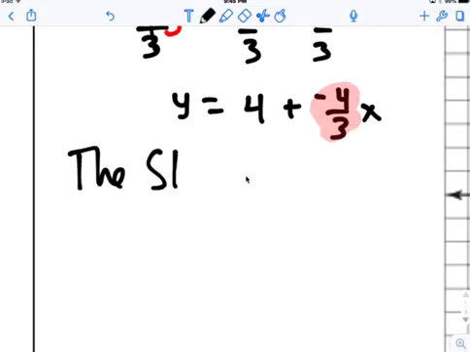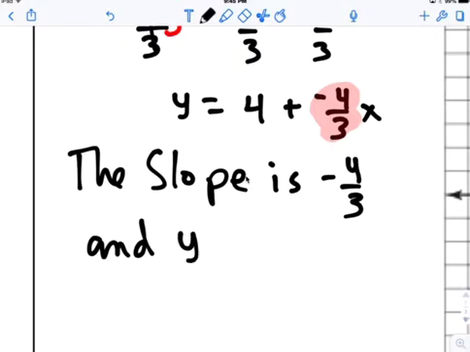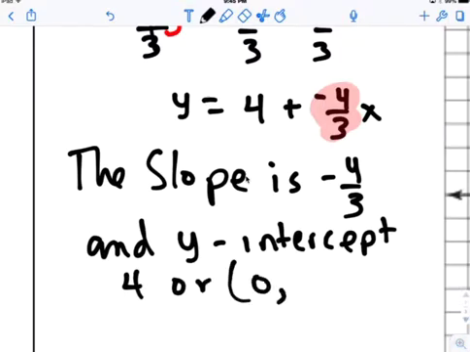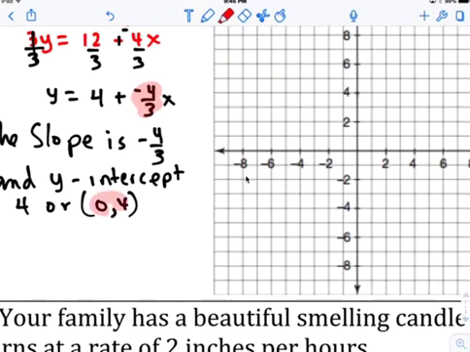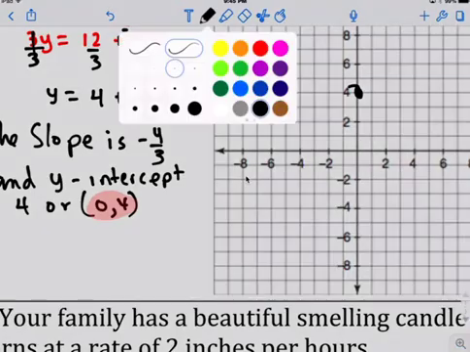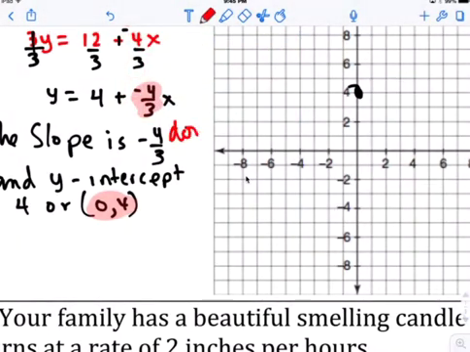The slope is negative 4 over 3, and the y-intercept is 4, or another way to write it is (0, 4). Okay, same thing. You always start at your y-intercept, (0, 4), right there. And then your rate of change is to go down 4, right 3, correct? Down 4, right 3.